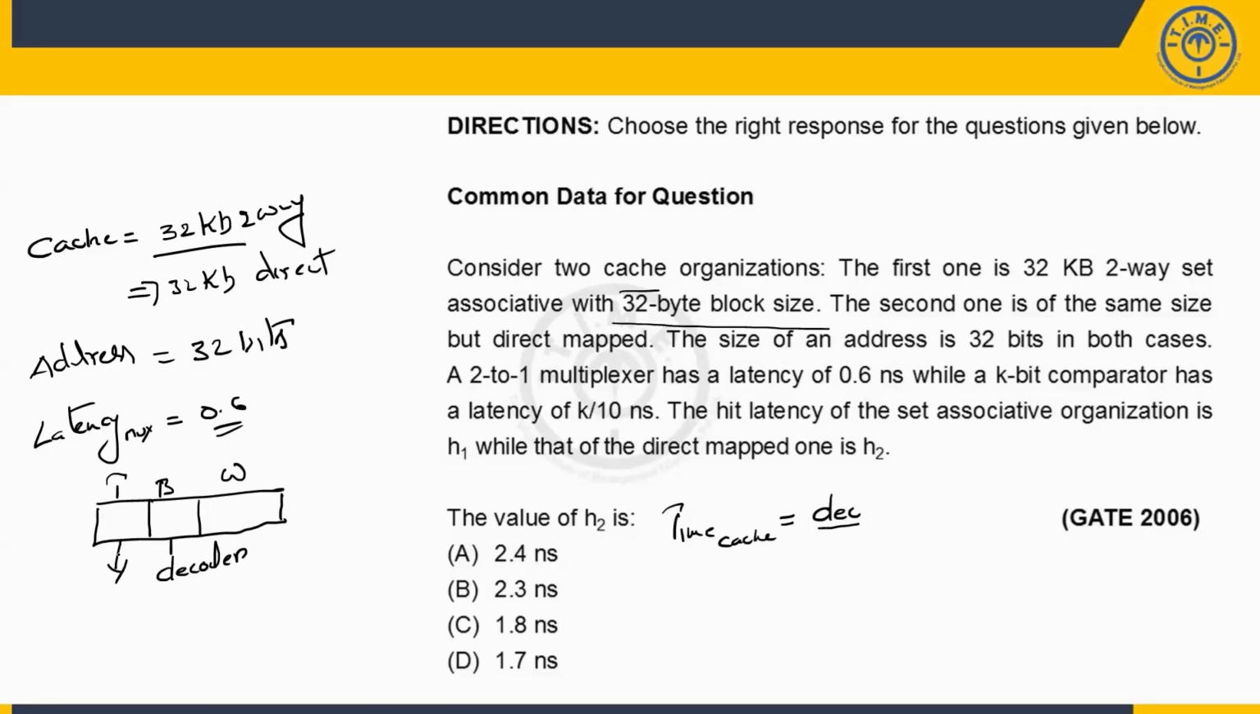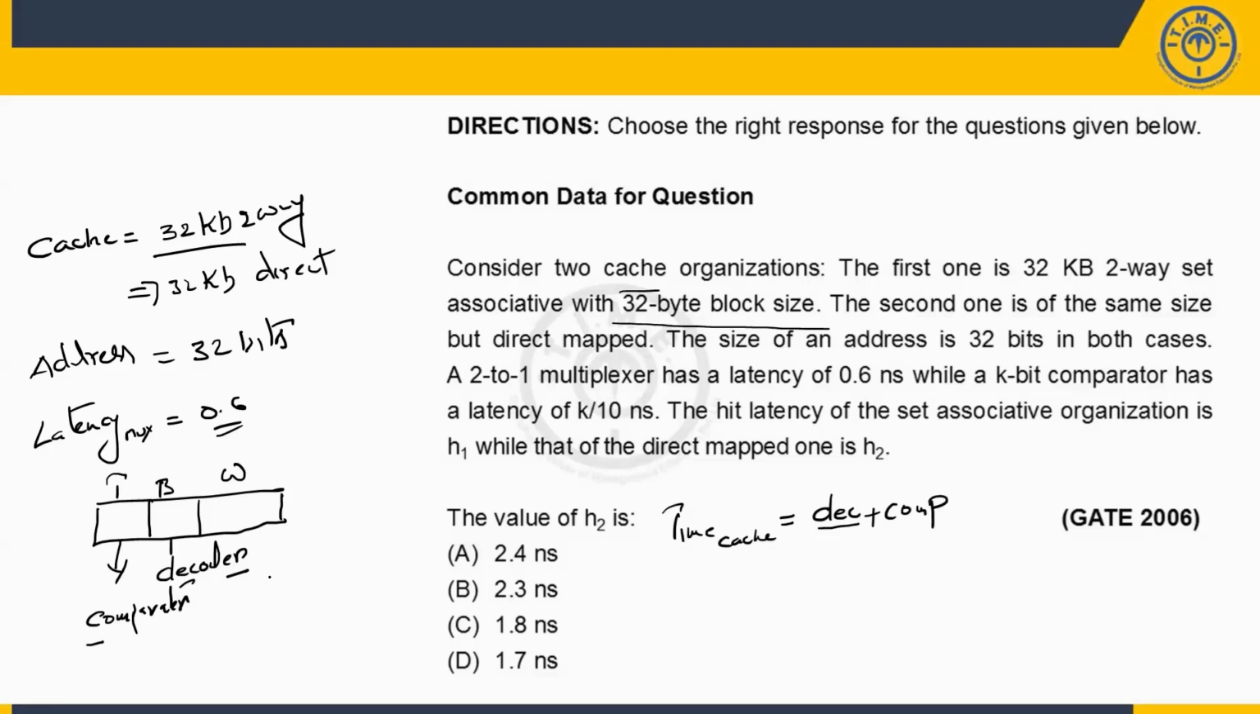To compare the tag, we require a comparator. If it is a direct mapped cache, we will have decoder latency plus comparator latency. That will be your total time required to access the cache memory: decoder latency plus comparator latency.